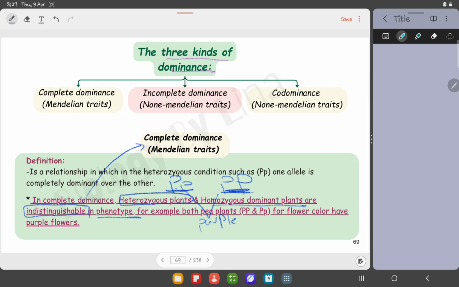We can distinguish between them not in their genotype, because we already know their genotype. If he gives you the genotype, you can know the phenotype from it. But from the phenotype, we can't know the genotype, okay? For example, as we said before, we have capital P capital P and capital P small p, both of them for the flower color, and both of them have the purple color.